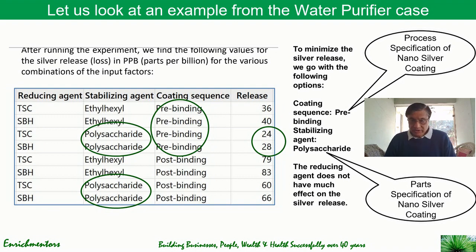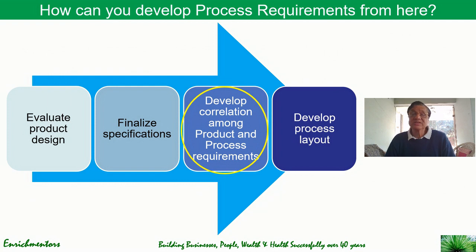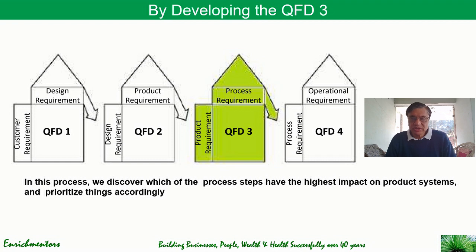So like this, once you develop the specifications and you finalize the specification, the next step is to go and develop correlation between product and process requirement, because the next stage is to design the process and design the process layout. So how can you develop process requirements from here? From having finalized the specifications, how can you develop the process requirements? Any thoughts? So here again, we go and use the QFD process, and this time we use the QFD3.